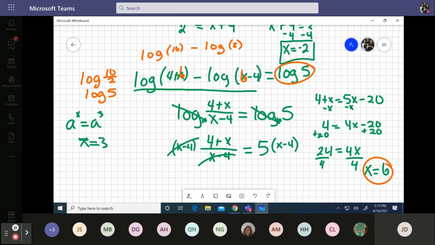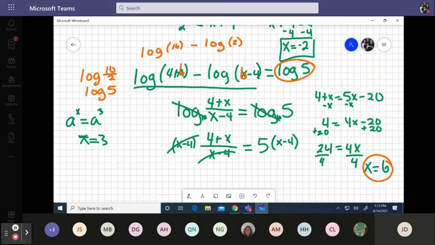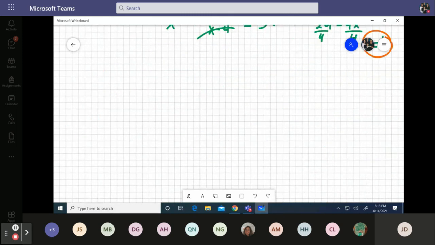What are you going to do with 28? How are you going to simplify 28?